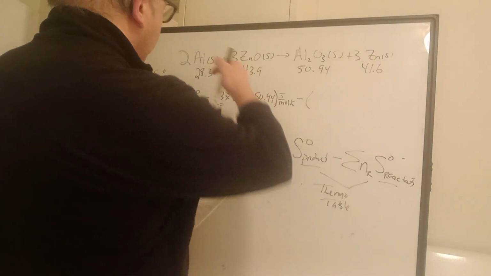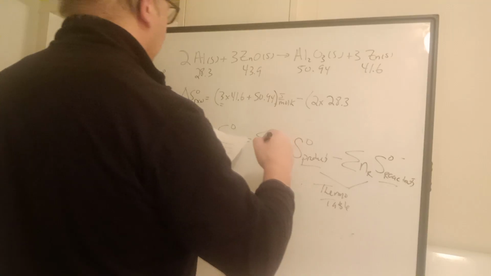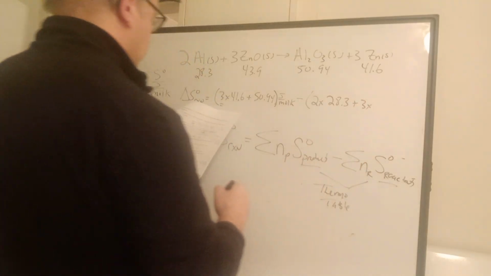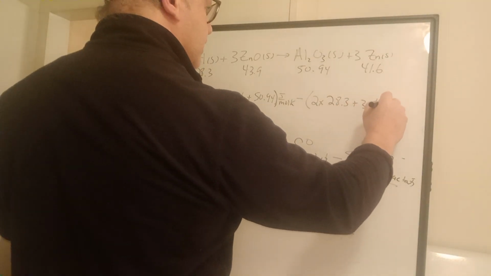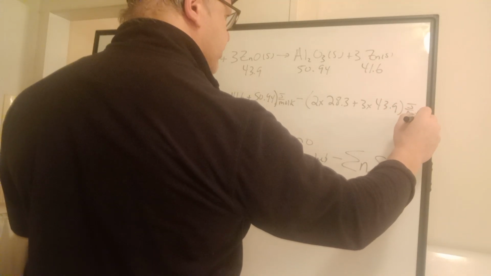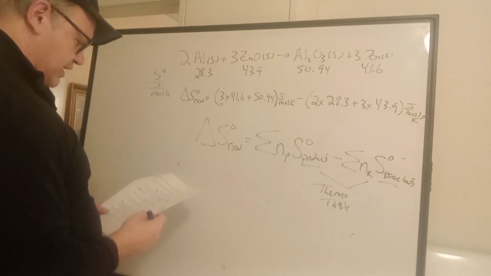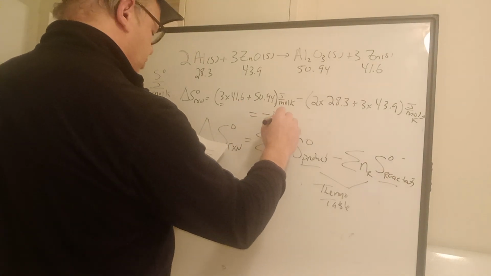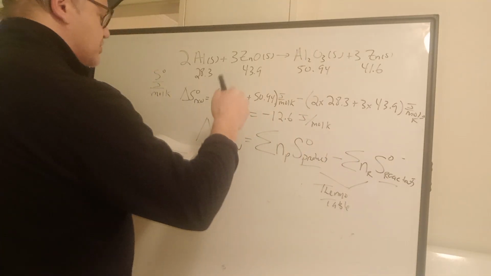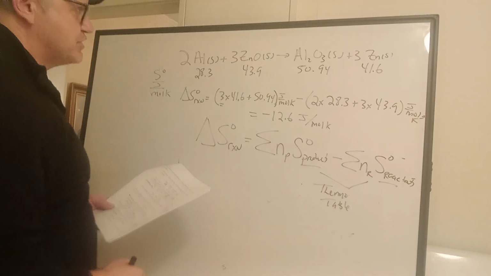Let's see. We have aluminum. We have 2 times 28.3, and then we have 3 times 43.9. Go to the tables and verify these numbers. This is joule per mole Kelvin. When I do it out, I got negative 12.6 joule per mole Kelvin. While S itself has to be positive, delta S can be positive or negative.